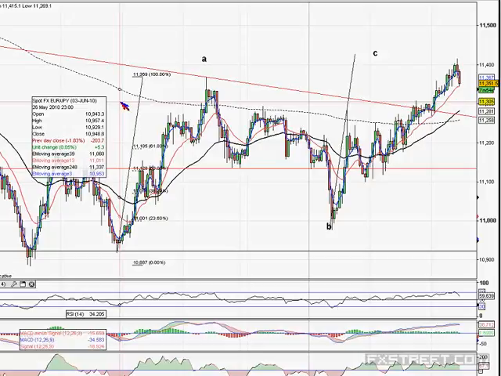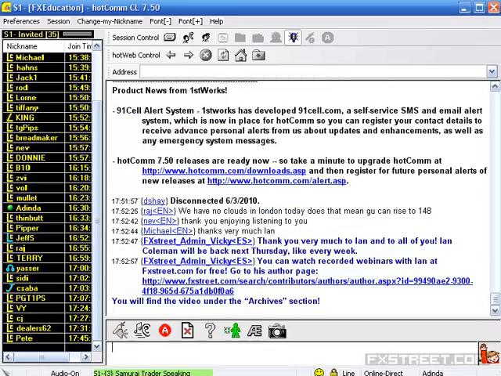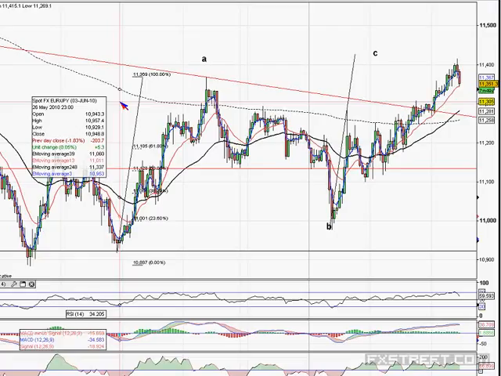So basically, cautious seller of euro dollar. I'm bearish cable. Euro yen, I think, is going to turn around from here, and dollar yen topping out.